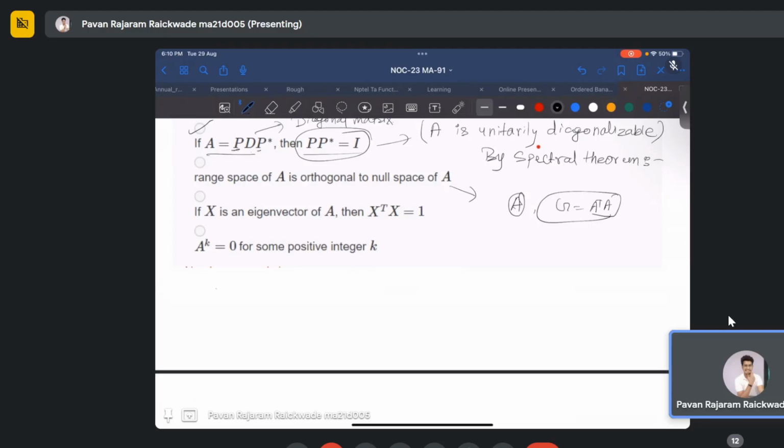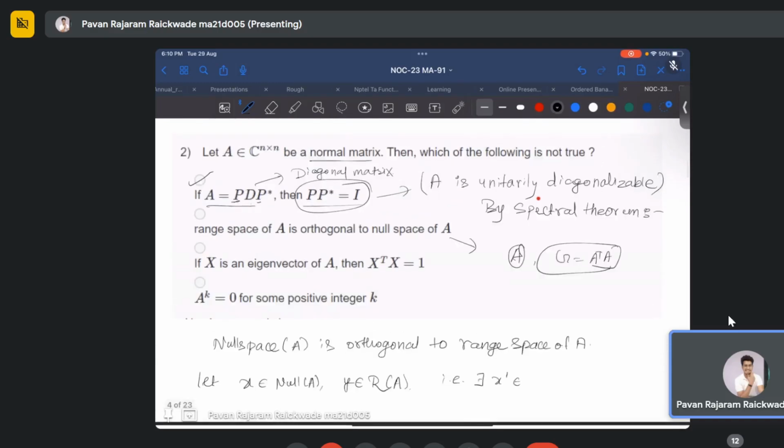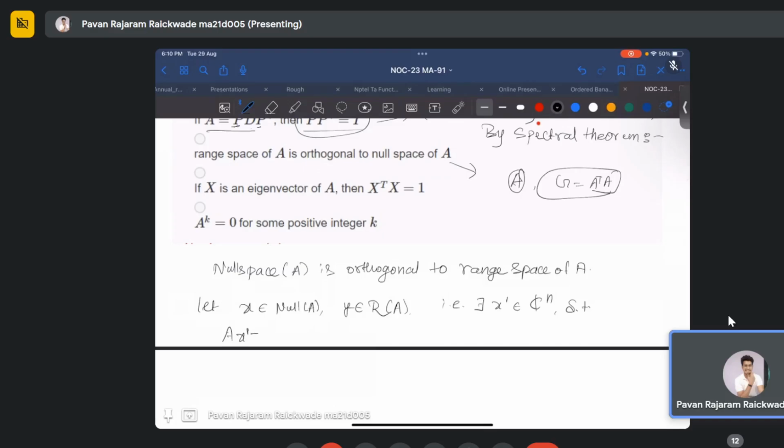What we want to show is that the null space of A is orthogonal to the range space of A. Let's just take two elements. Let X belong to the null space of A, I'll write null of A, and Y belong to the range of A, I'll write R of A. So there exists some X dash belonging to, let's say, C^n, such that A X dash equals Y, right? This is what it means for Y to be in the range.